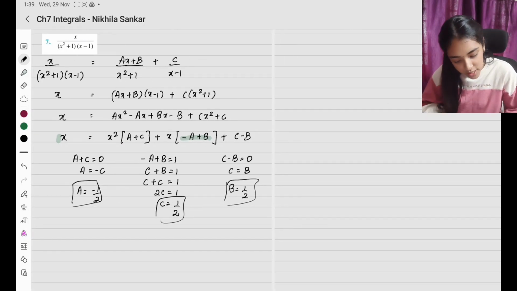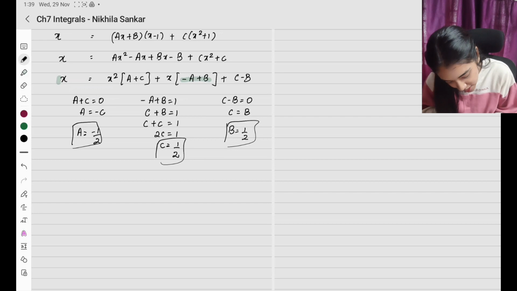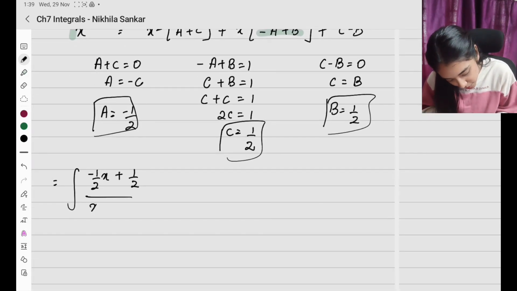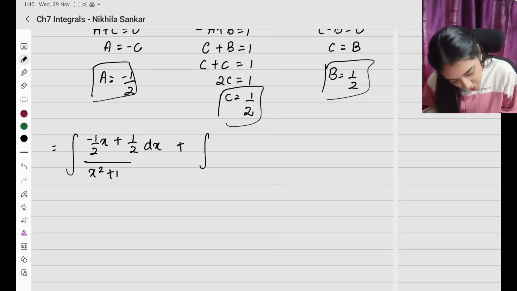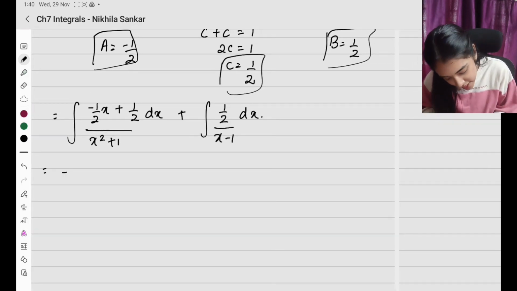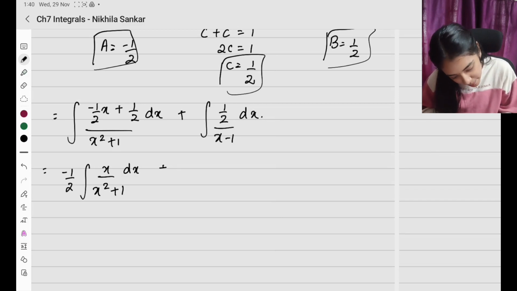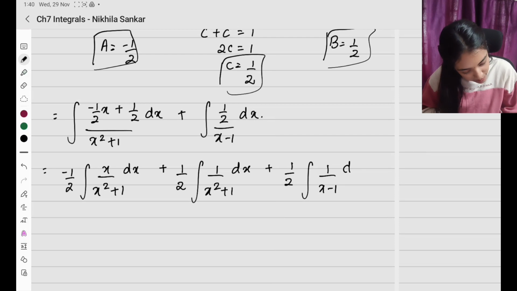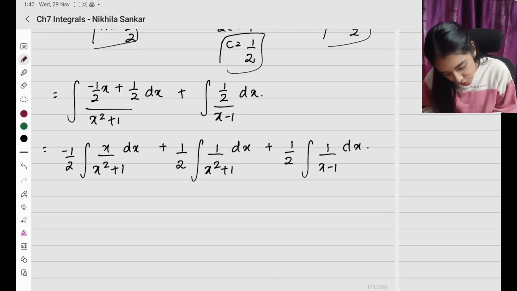Now when I substitute the values, the integral is going to be ax plus b, right? So the first integral is ax plus b, which is half, divided by the denominator x square plus 1 times dx, plus c divided by x minus 1. So integral c divided by x minus 1 times dx. So when I split this, I have minus half integral x divided by x square plus 1 times dx, plus second term half integral 1 by x square plus 1 dx, plus half integral 1 by x minus 1 times dx. Okay, so this is going to be the substitution method.